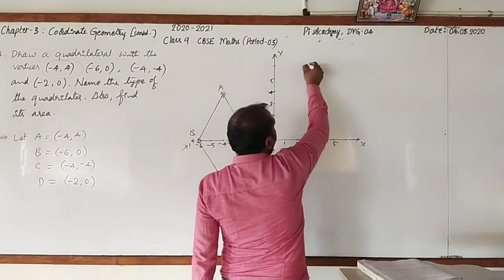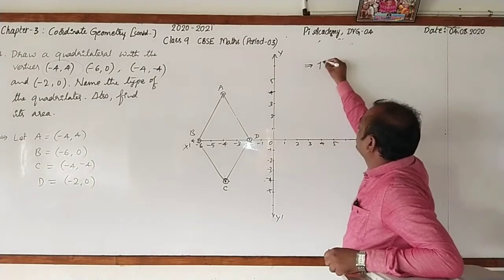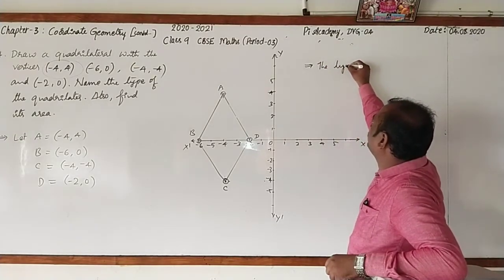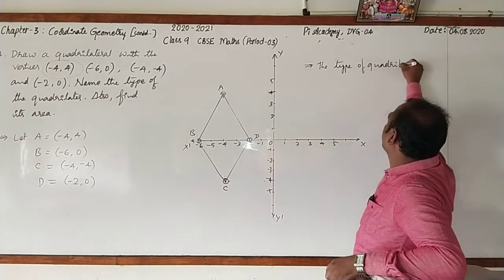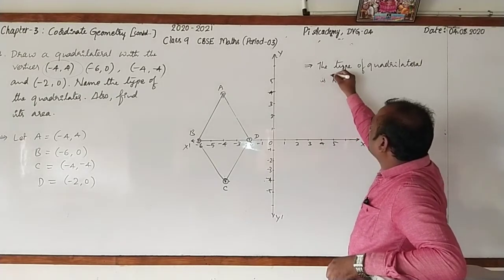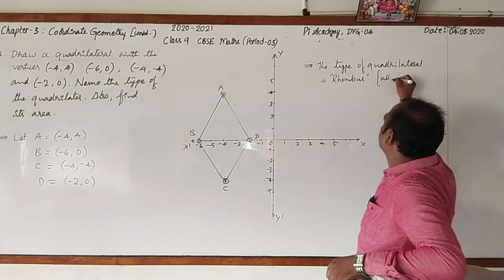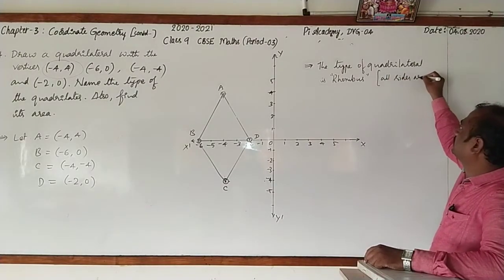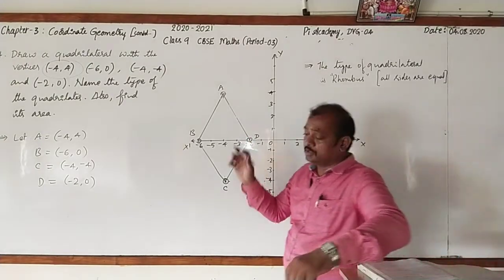So we can write here, the type of quadrilateral is rhombus. Why is it a rhombus? Because all sides are equal in length.